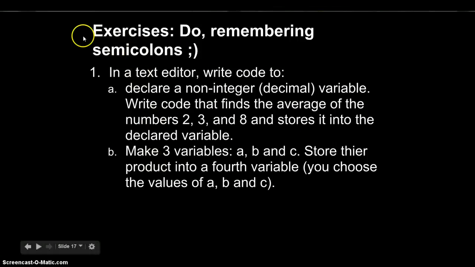Alright, now exercises. Here's some code that I want you to write. I want you to declare a non-integer decimal variable, so you might have to look at that list you found earlier, and then write a code that finds the actual average of 2, 3, and 8, and then stores it into the declared variable. And then finally, I want you to make 3 variables, a, b, and c, and then store their product into a 4th variable, and you can choose the values of a, b, and c.